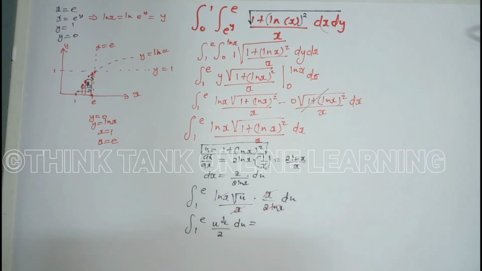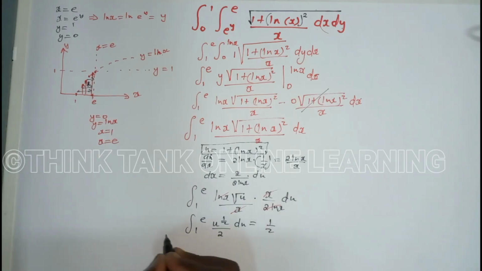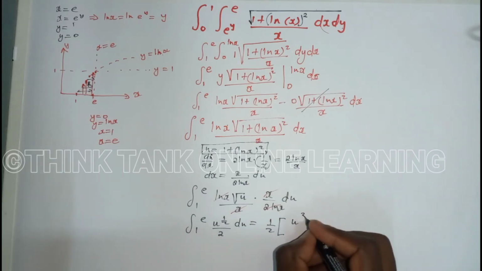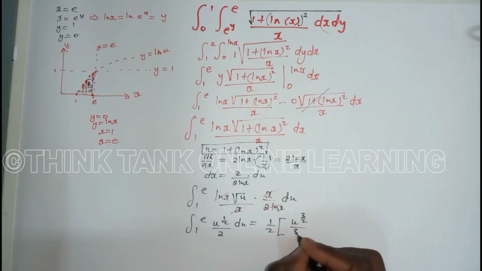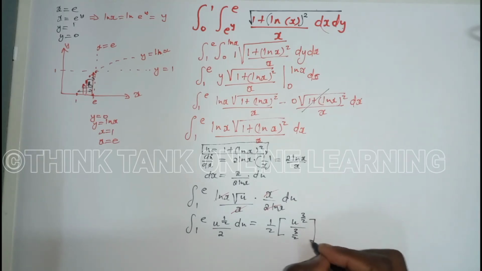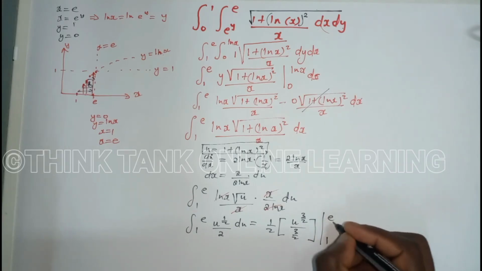So let's integrate with respect to u. We're just going to add to the power and divide by the new power. So I'm going to say 1/2, pulling the 2 right here, and then u to the power 1/2 plus 1, that's 3 over 2, divided by 3 over 2. And we're going to put our limits 1 to e.